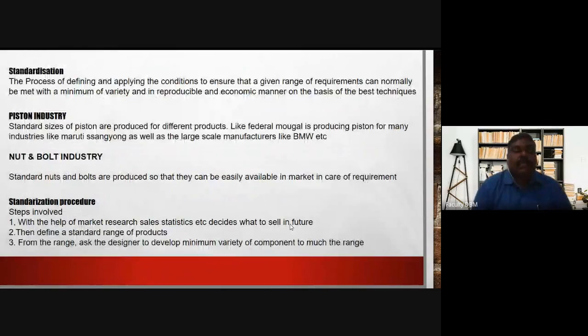The standardization is the process of defining and applying the conditions to ensure that a given range of requirements can normally be met with a minimum of variety and in a reproducible and economic manner on the basis of the best techniques. So here, standardizing anything is defining that particular thing and applying some conditions to give a range.